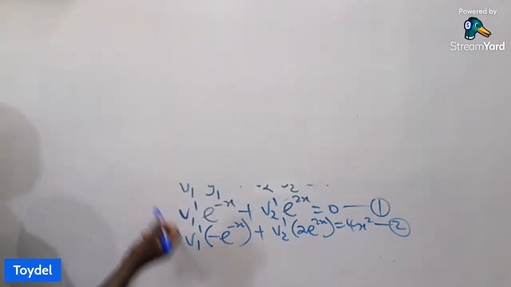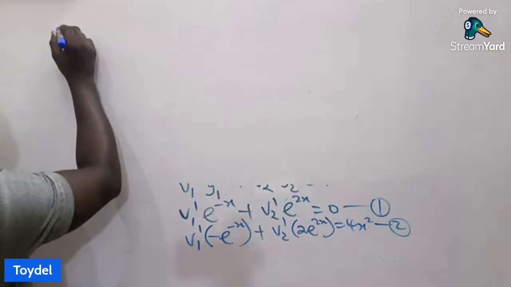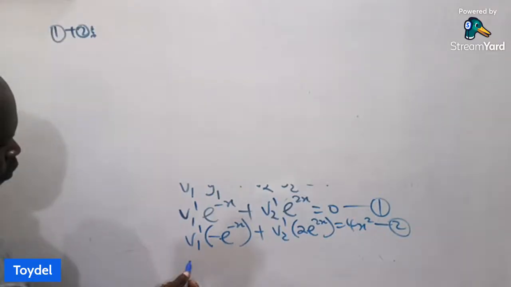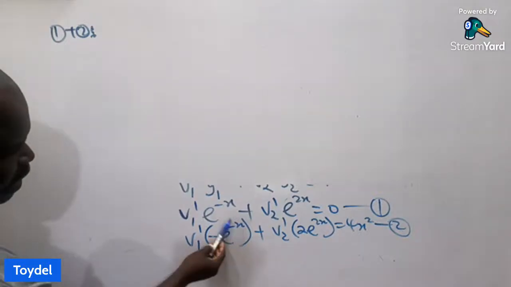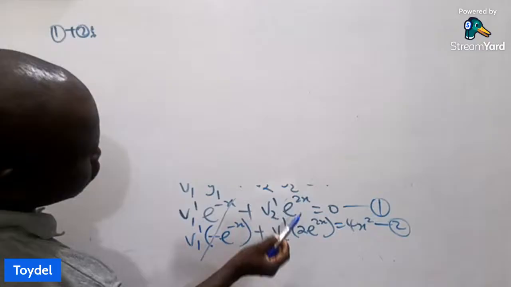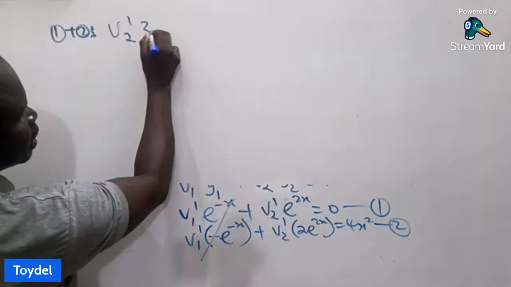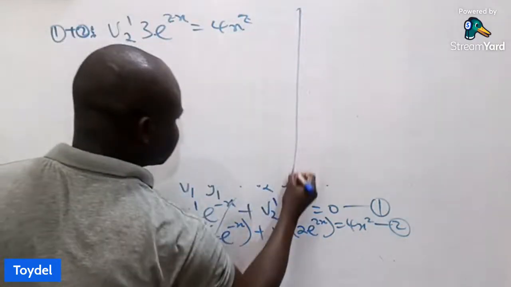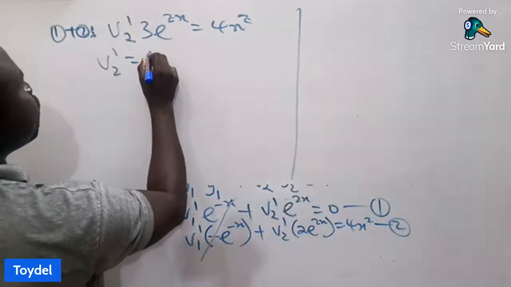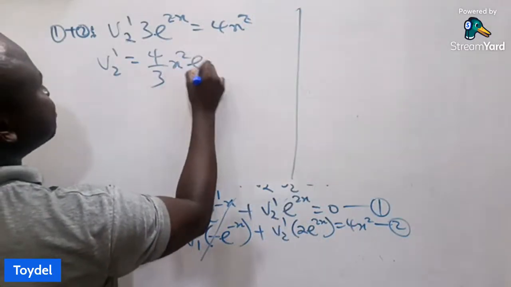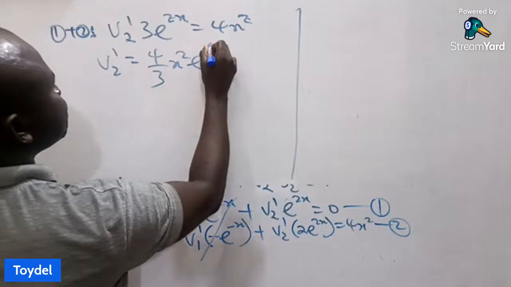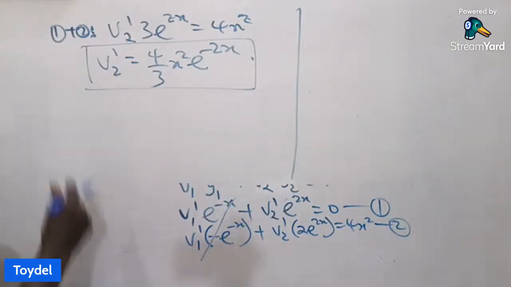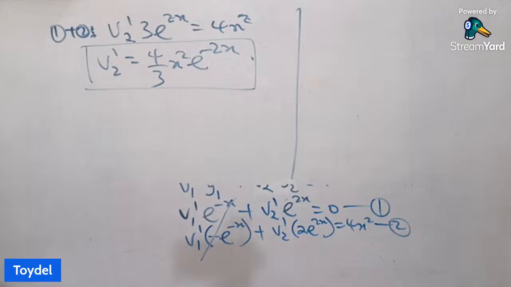So what do we do here? If I say equation 1 plus equation 2, what will happen? This is v1 prime, there's an exponential here and a minus exponential here, so they cancel out. At the end of the day, this is 2, this is 1. If I add these two together, I get v2 prime times 3 exponential 2x is equal to 4x squared. Then v2 prime will be 4 over 3 x squared exponential minus 2x. That represents the value of v2 prime. We are not looking for v2 prime, but v2 and v1, but at least we have the value of v2 prime.